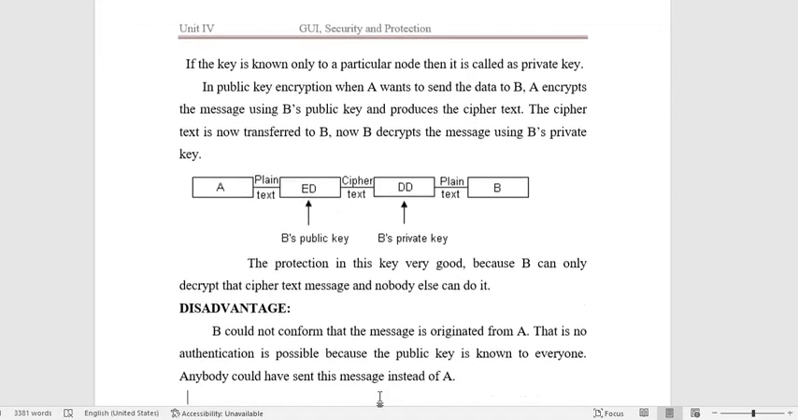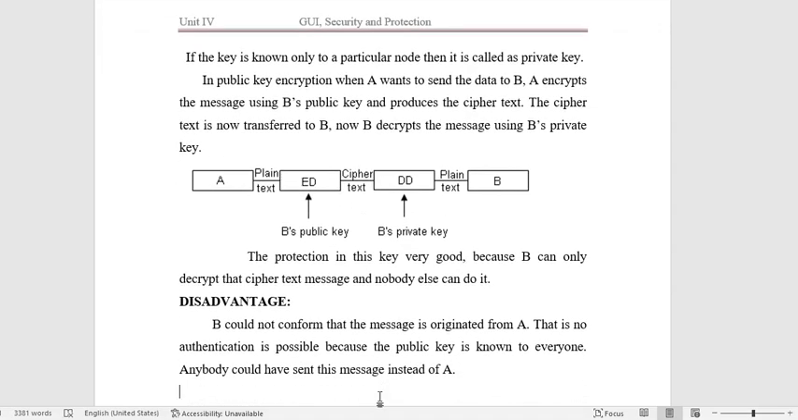But the disadvantage in this method is that B could not confirm whether the message originated from A, because A can use B's public key and encrypt, or C can take B's public key and encrypt, or D can take B's public key and encrypt. Whichever process they want, they can encrypt and send the message. Here we could not confirm that the message originated from A. So there is no authentication, but in public key encryption, we can have security.